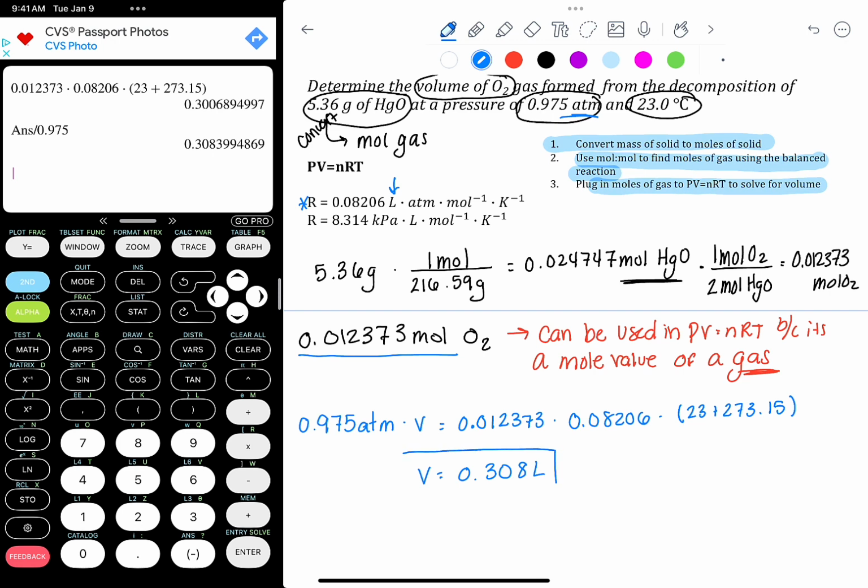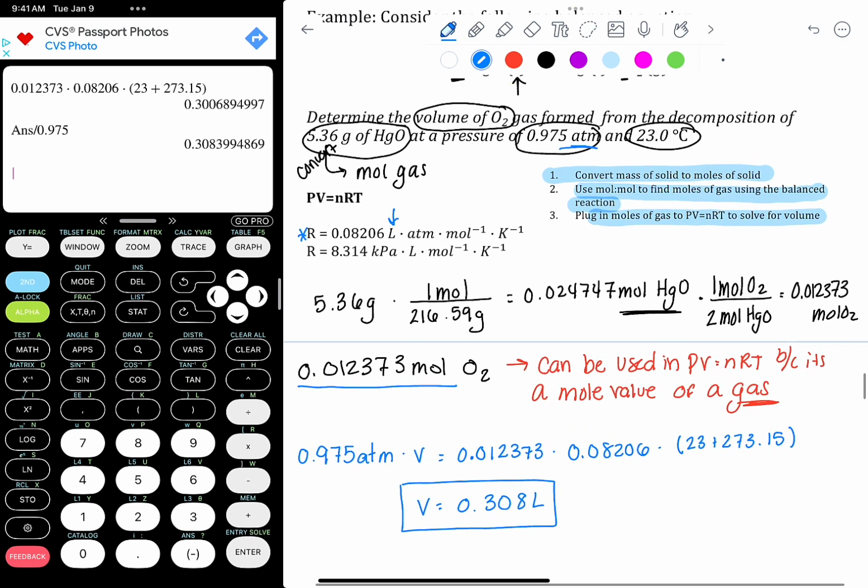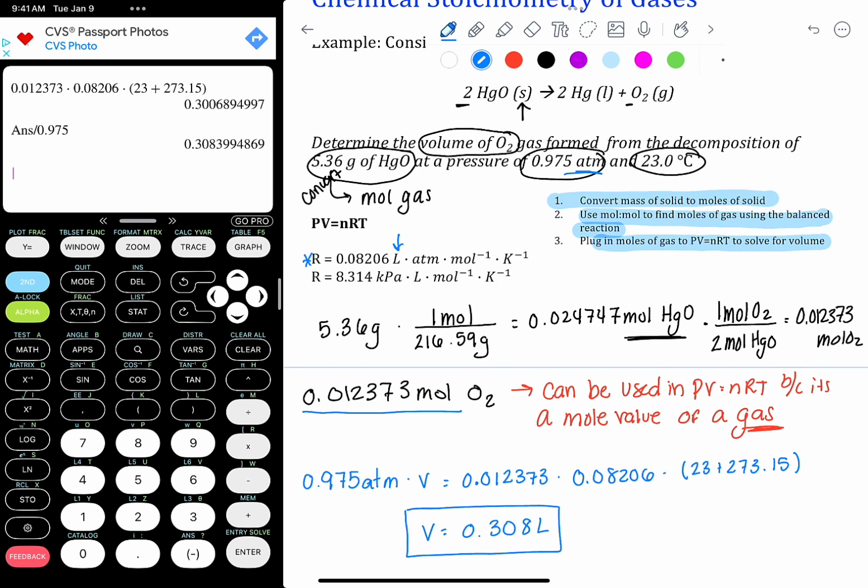So that is the volume of gas that is created when mercury oxide is reacted into mercury and oxygen gas. We get 0.308 liters of oxygen gas. Okay, so that's how we use our previous knowledge. So let's see. Step 1 was previous knowledge, and step 2 was previous knowledge. We did that in our last 2 chapters. Now we're utilizing our new knowledge here in our 3rd step of PV equals nRT in order to solve for the volume of a gas given the moles of a gas.